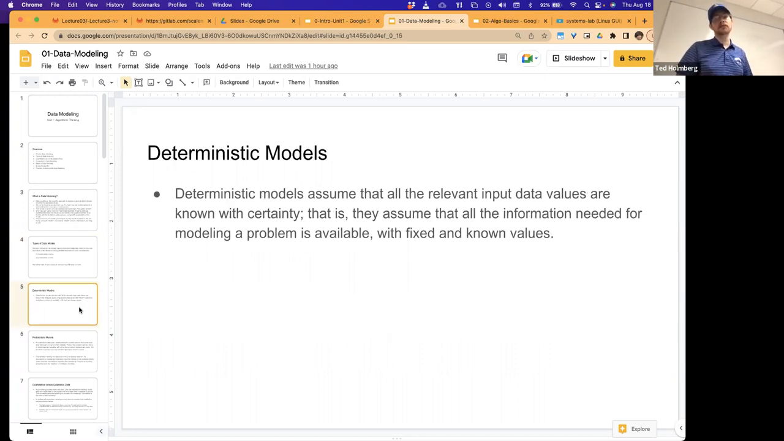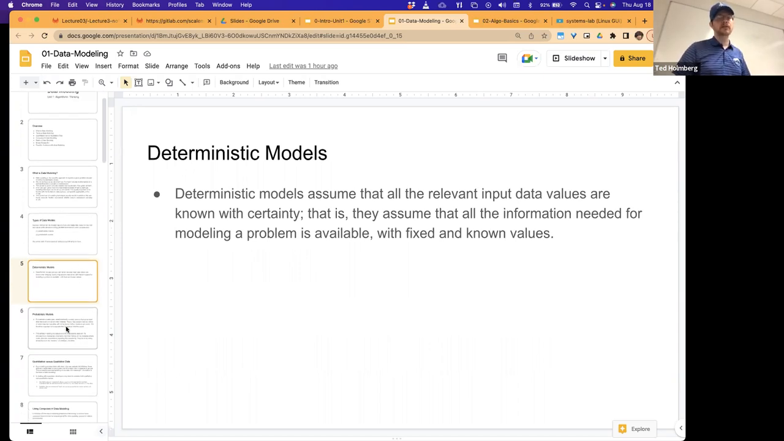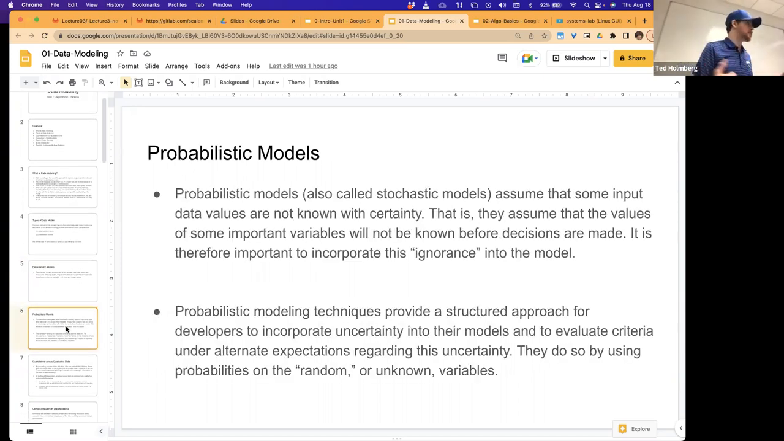So again, deterministic models assume that all the relevant input data values are known with certainty. That is, they assume that all the information needed for modeling the problem is available with fixed and known values. So in our recipe, everything's known, everything's fixed, and it's the same every time.